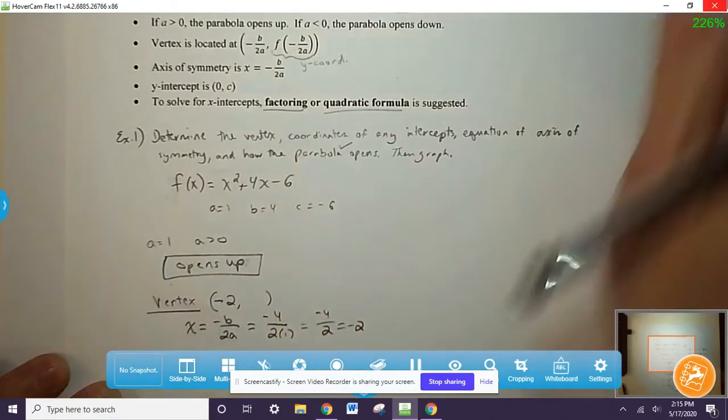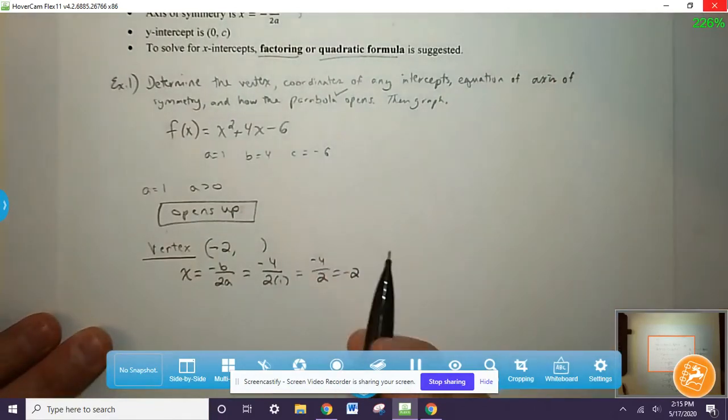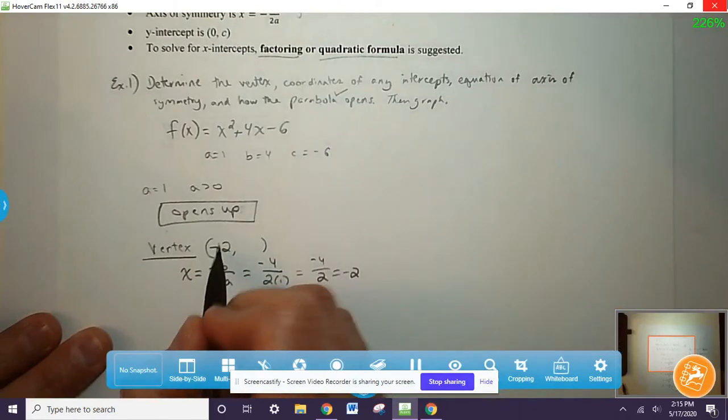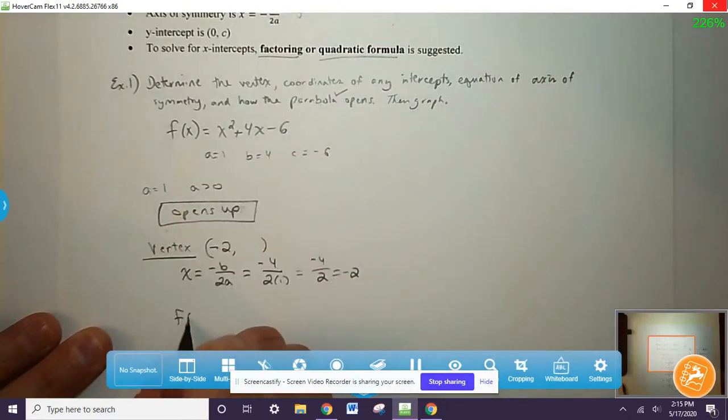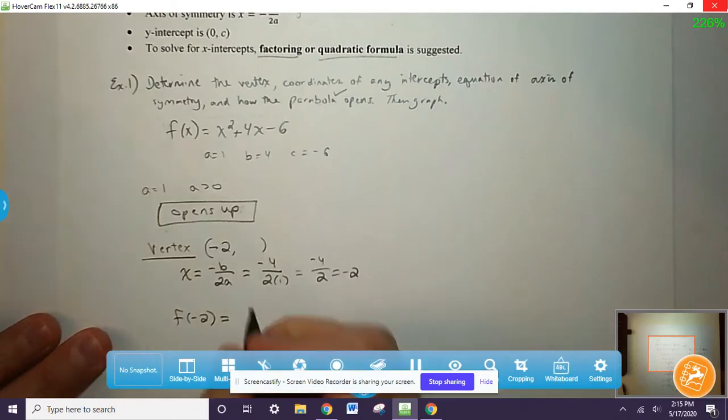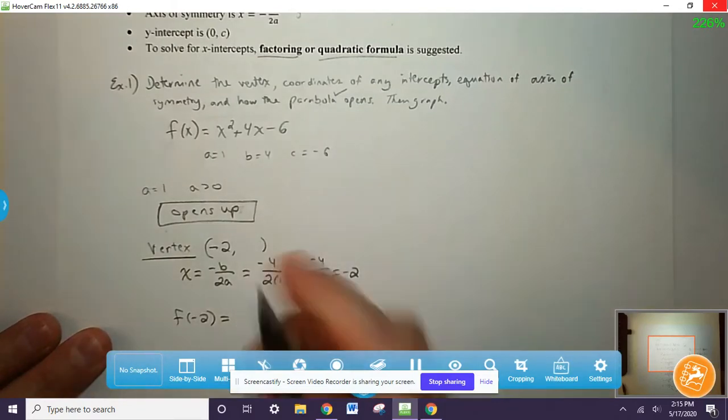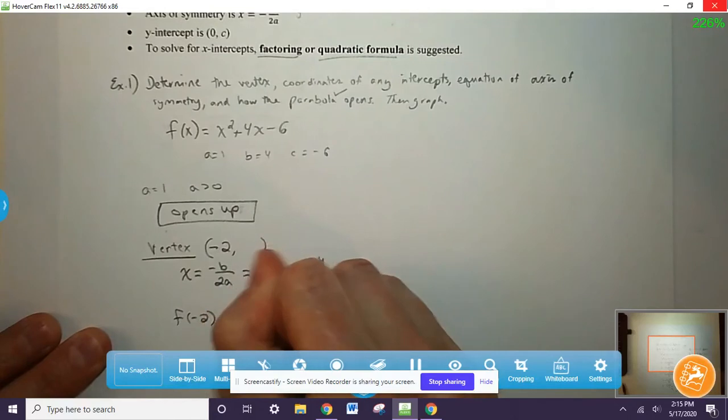To find the y coordinate, we need to plug this into the function. So I want to find f of negative 2. And when I go to find f of negative 2, I'm going to end up with negative 10 as my answer. So first we're going to square negative 2.